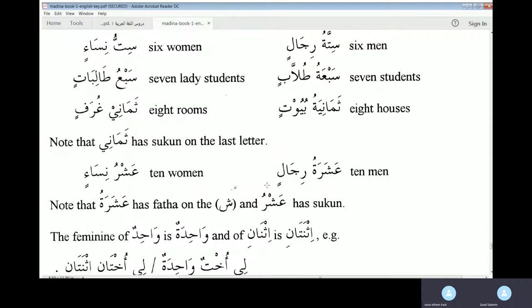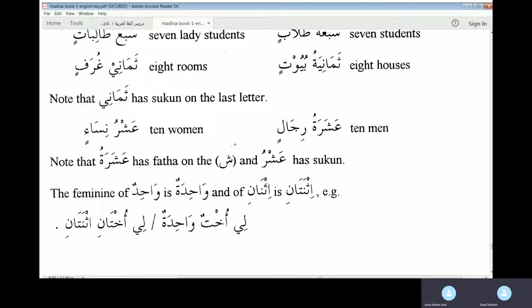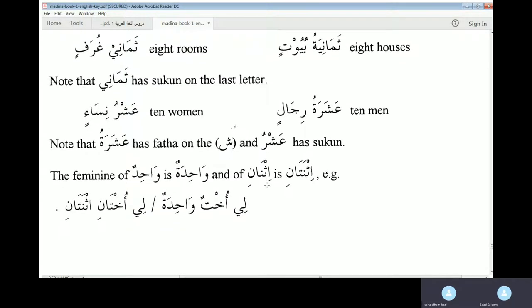Thamaniyatu buyutin, eight houses. Thamani ghurafin, eight rooms. Note that thamani has a sukoon on the last letter. Asharatu rijalin, ten men. Ashru nisain, ten women. Notice that asharatu has a fatha on the sheen and ashru has a sukun.